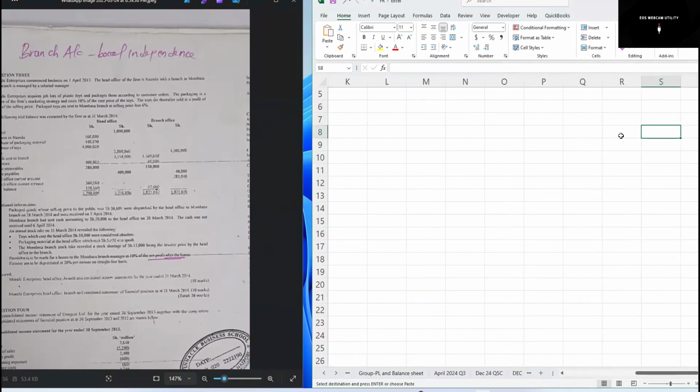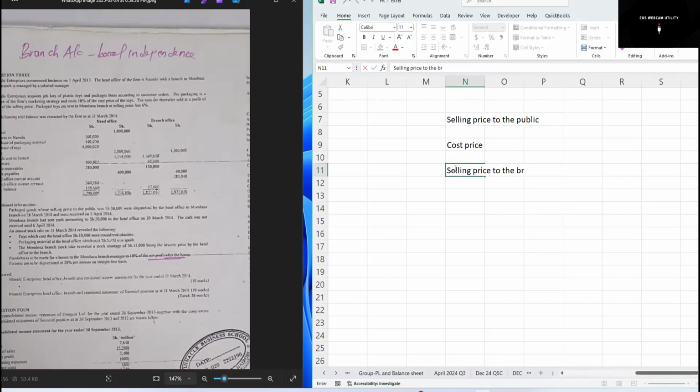So that information alone will enable us to get the selling price and the buying price. We need to know the selling price to the public, we also need to know the cost price, and we need to know the selling price to the branch.